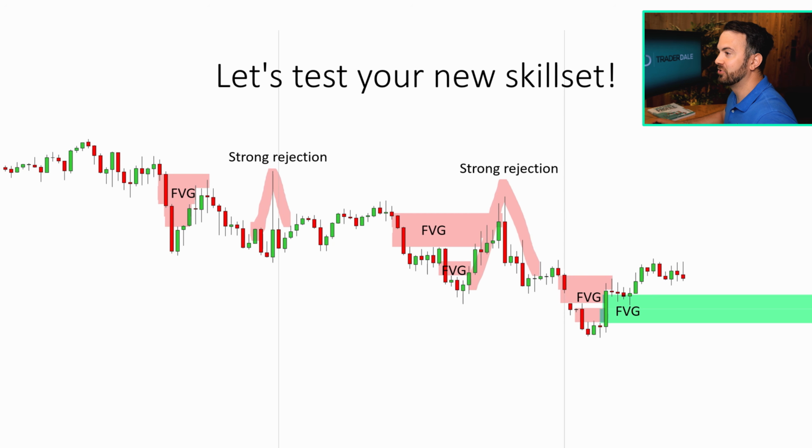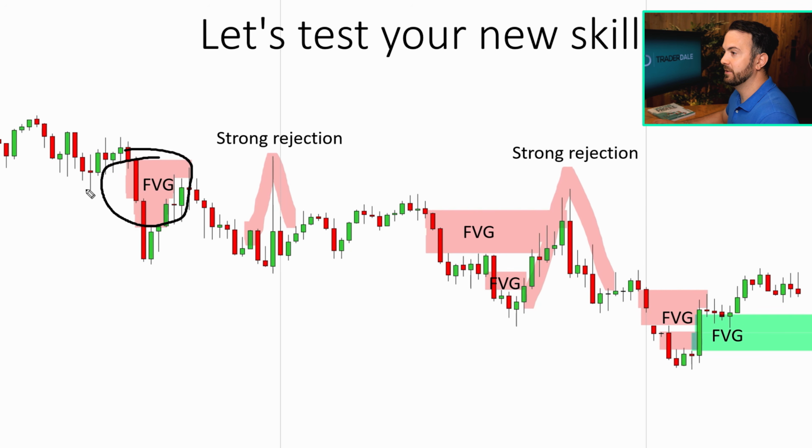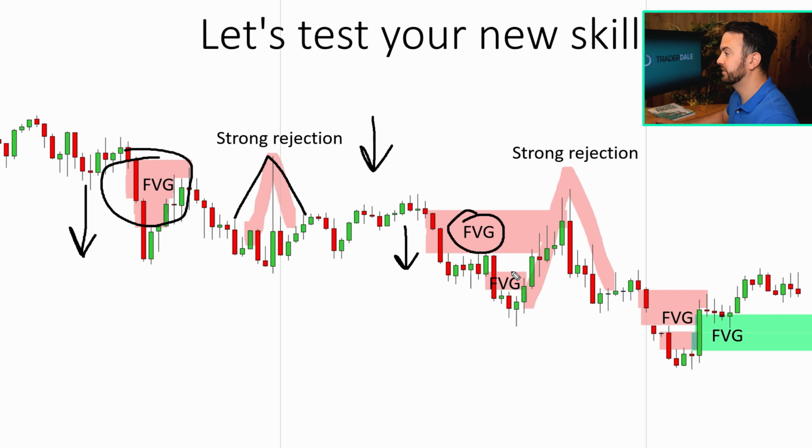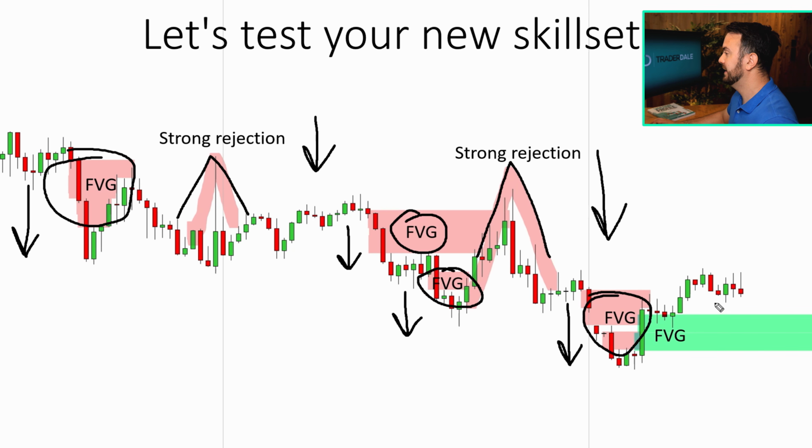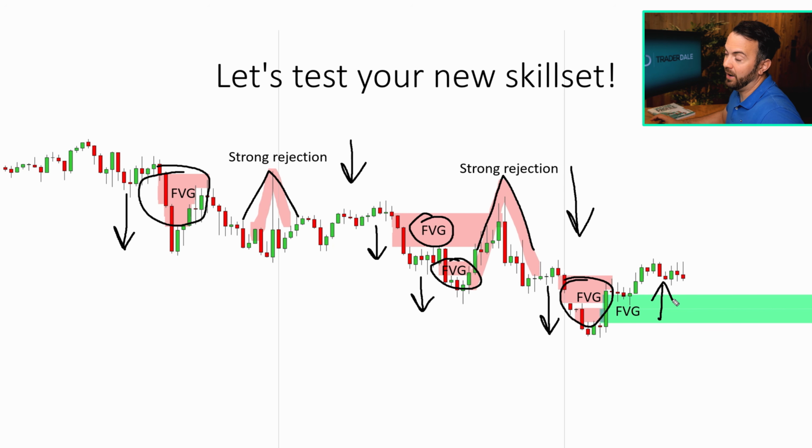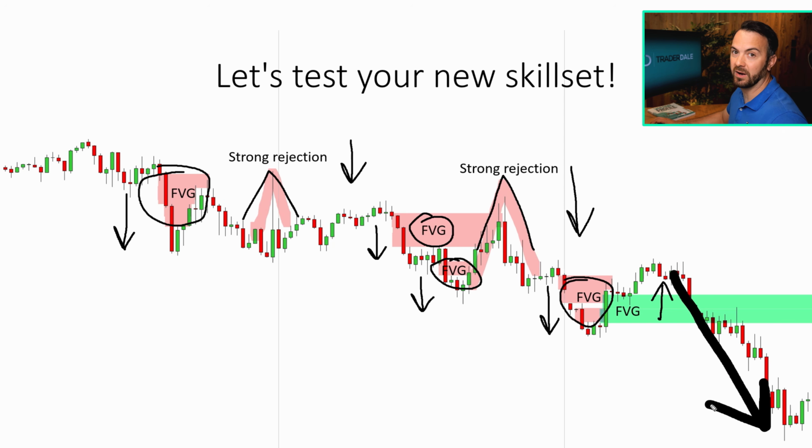So here I made a little drawing for you to make it easier. Here we have a bearish fair value gap, sign of sellers. Then there is strong rejection of higher prices, again sign of sellers. Bearish fair value gap, sign of sellers. Another one in here. Strong rejection of higher prices. This is saying that sellers are dominating. Bearish fair value gap and bullish fair value gap. So who is dominating the market? Is it buyers or sellers? Yeah, it is sellers. And that's why the price dropped.